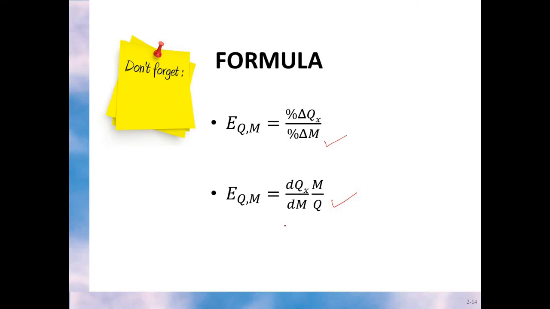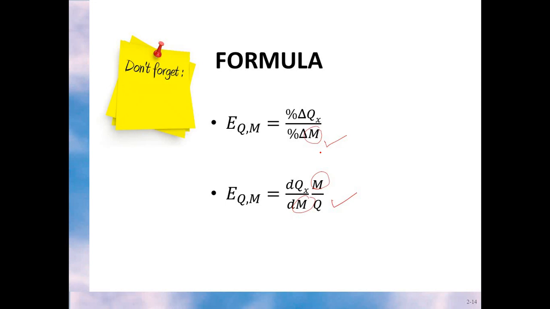But myself, if I get this kind of question, I prefer to use the second one. Again, look here, this is M. We have also changed this into M. So these are the things that we change.